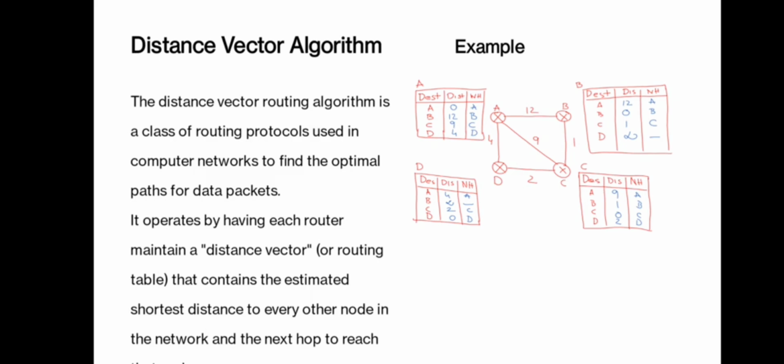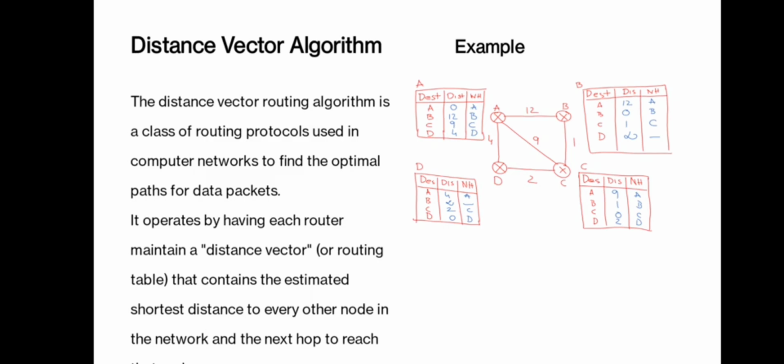The distance vector algorithm is a routing protocol used in a computer network to find the shortest path for data packets between nodes or routers. How it works: each router keeps a table which is called a distance vector, with the distance or cost to reach every other router and the next hop to use to get there. The routers share their distance vector with directly connected neighbors.